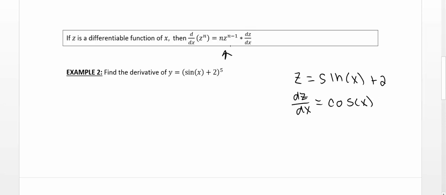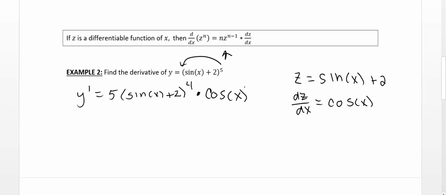So the beauty of this is it says that I can bring the power down and leave z in. So what I'm going to do when I find my derivative here is I'm going to bring the 5 out front. Everything inside stays the same. And I'm going to subtract 1 from the power. So that is this piece right here, nz to the n minus 1. So that means my power comes down and I subtract 1 from the power. But the inside remains exactly the same. But then I have to remember to multiply that by dz dx. So I said that dz dx here was cosine x, the derivative of the inside.